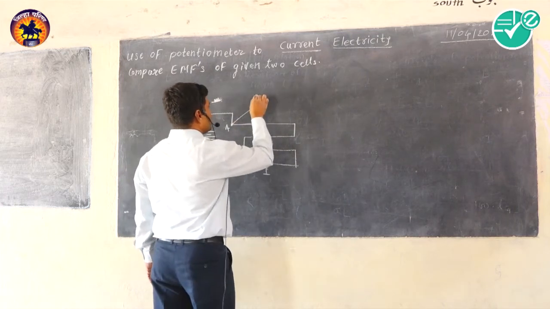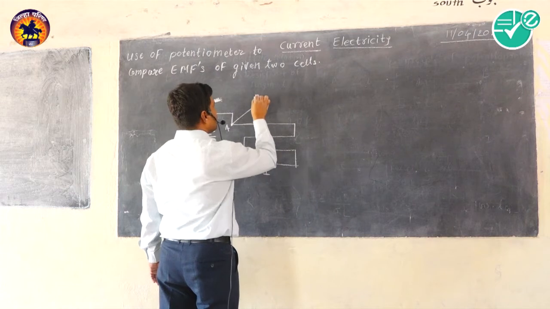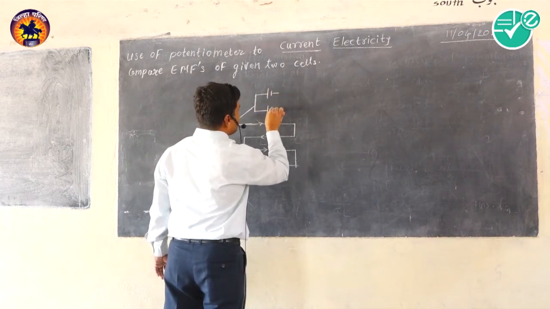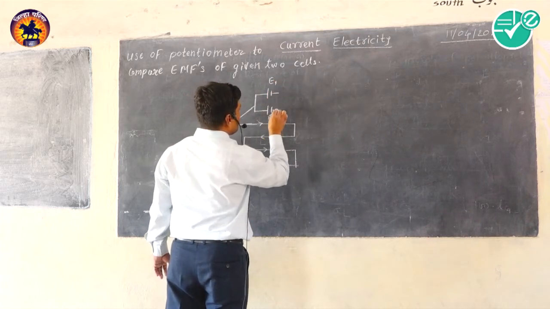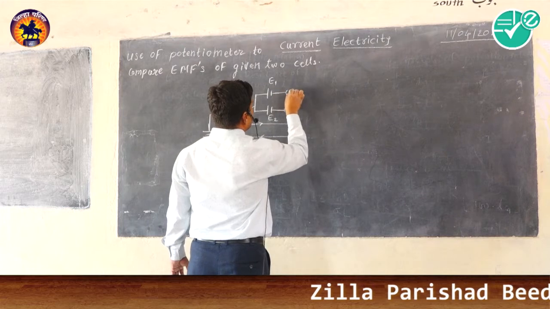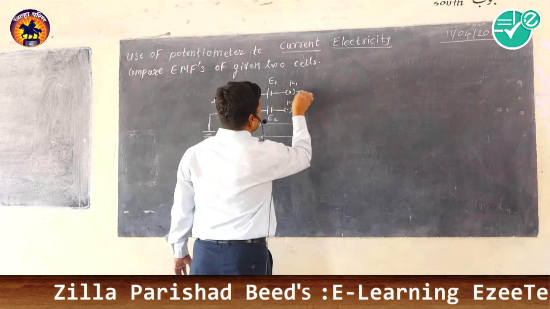I will show the two different cells whose EMF we have to compare. This is the first cell E1, and it is another cell E2. First cell E1, second cell E2. Both cells are connected through keys K1 and K2. This is key K1 and this is another key K2.